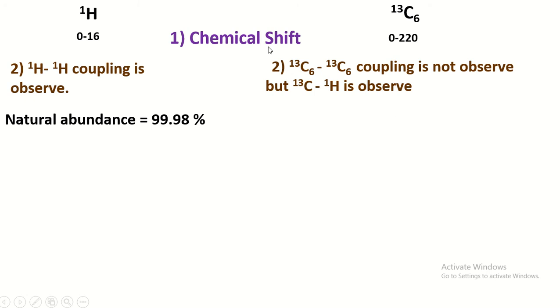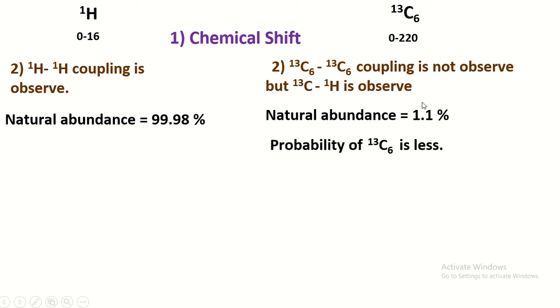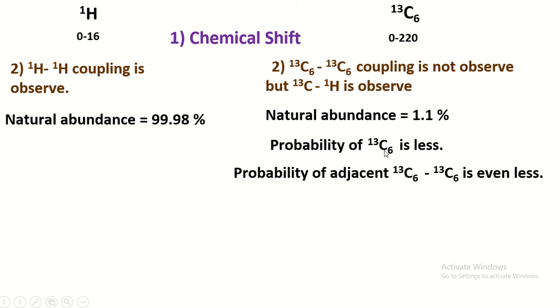Friends, the carbon-13 to carbon-13 coupling is not observed because the natural abundance of carbon-13 is only 1.1%. Therefore, while scanning to detect resonating carbon-13 nuclei, the probability is very low. Even the probability of adjacent chemically non-equivalent carbon-13 nuclei is even lower. Therefore, the chemically non-equivalent carbon-13 nuclei are not scanned simultaneously. Hence, carbon-13 coupling is not observed.